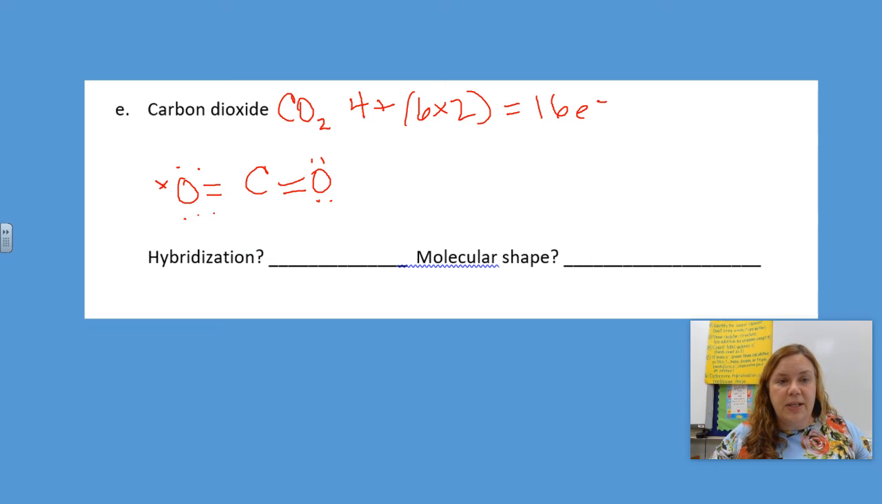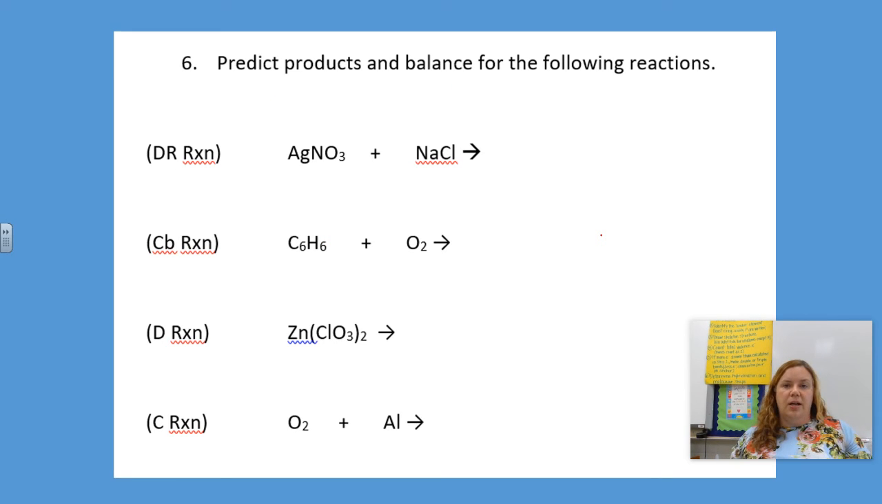My hybridization is a little bit different because look, my carbon's only attached to 2 things. So I simply have an sp hybridization. If I look at my sp hybridizations, basically you only have one option for a shape, and that is simply linear. All right, let's go to predicting products and balancing for these following reactions.